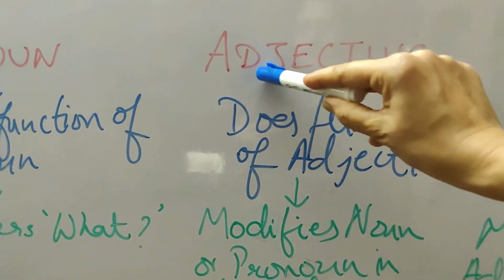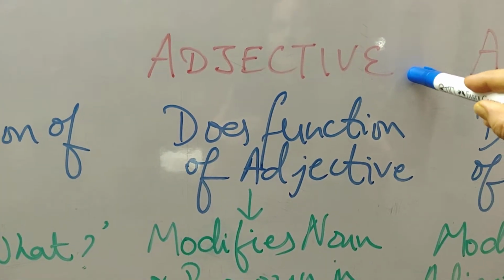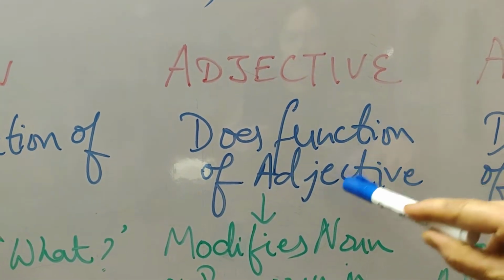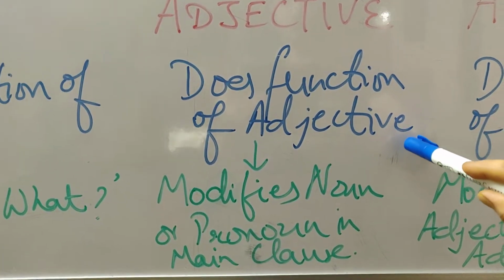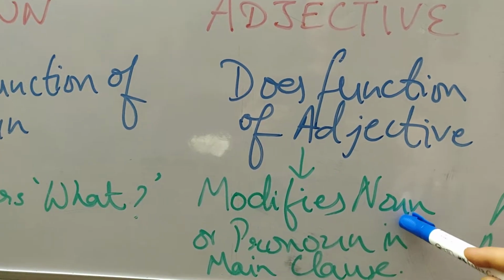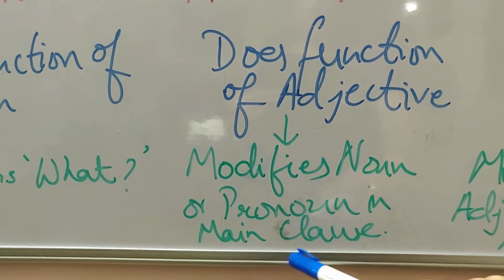Then come to adjective clause. An adjective clause does the function of an adjective. Means it modifies the noun or pronoun in the main clause.